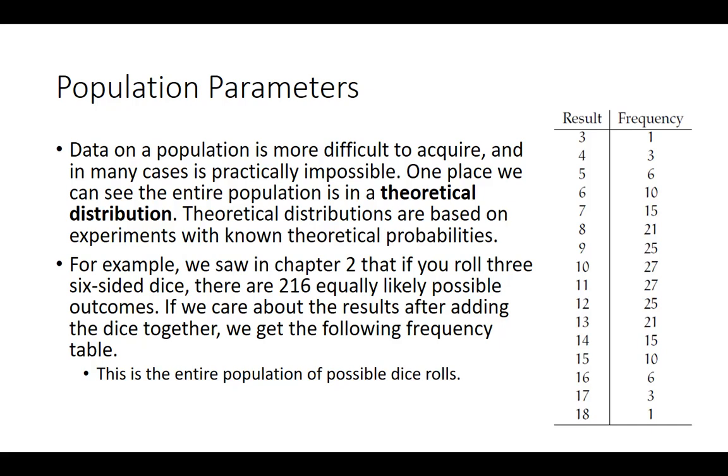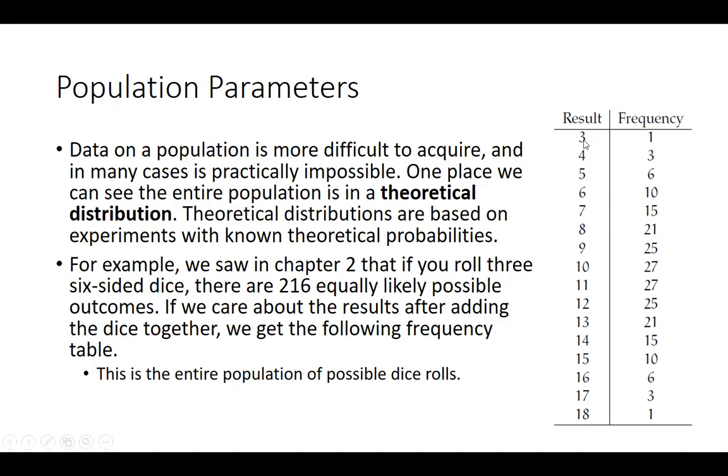For example, we saw in chapter 2 that if you roll 3 six-sided dice, there are 216 equally likely possible outcomes. If we care about the results after adding the dice together, we get the following frequency table. This is the entire population of possible dice rolls.